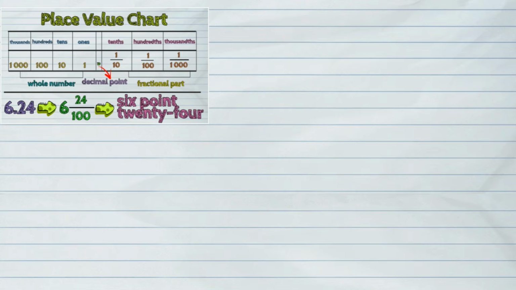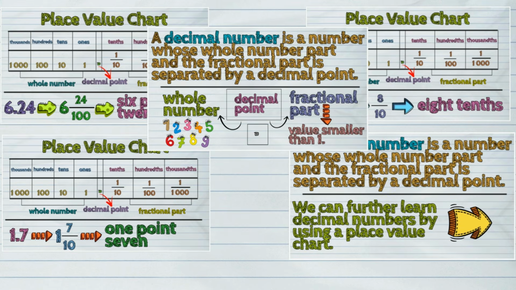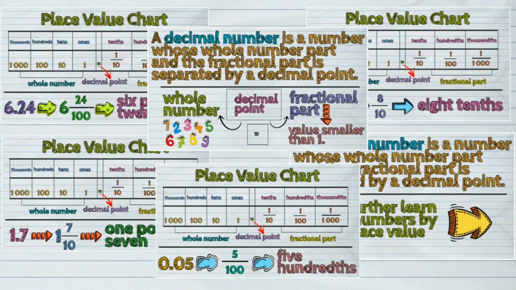And that was how we define decimal number. Again, a decimal number is a number whose whole number part and the fractional part is separated by a decimal point.